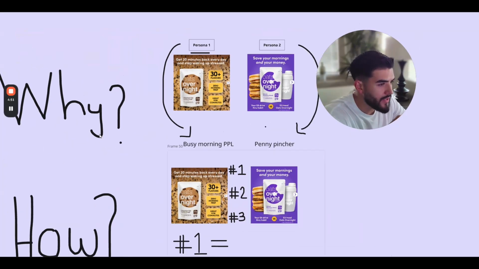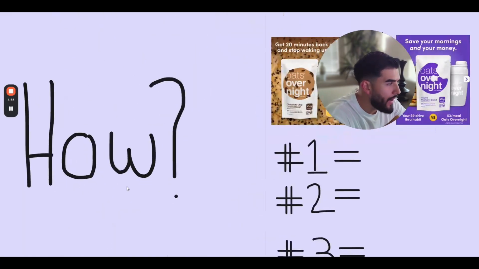Okay, so now that we've discussed why you can't scale your Facebook ads or why your ROAS is the way it is, let's talk about how you actually go about fixing this.